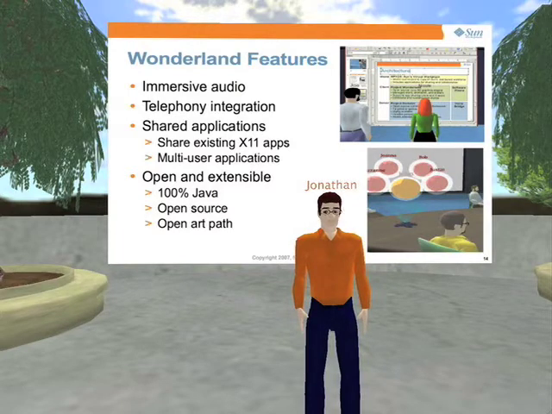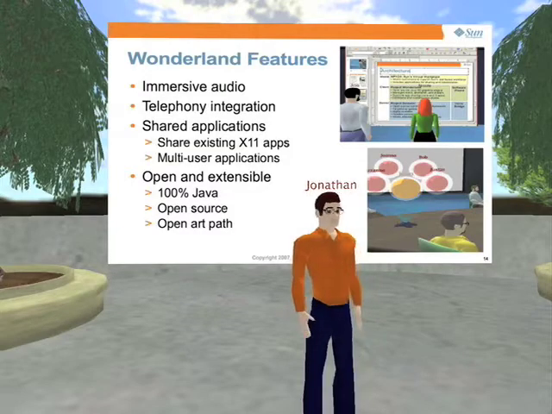These include immersive stereo audio everywhere in the world, extensive telephony integration, in-world shared applications, both 2D and 3D, the ability to share existing apps unmodified in the world, and a growing collection of multi-user applications. And finally, the platform is extensible through an open art path and Java programming. My teammates will tell you more about these features later, but I want to give you an overview of our core technologies. Follow me.